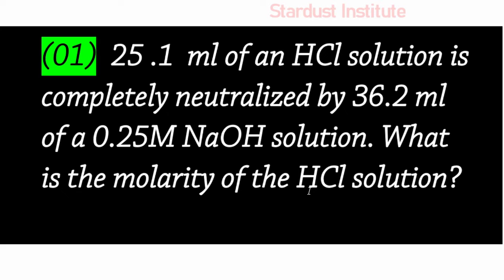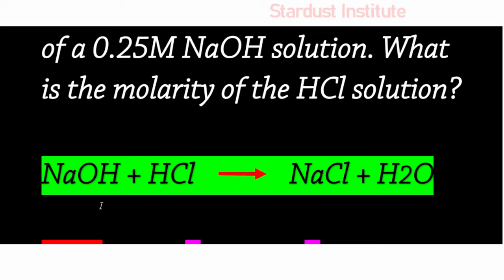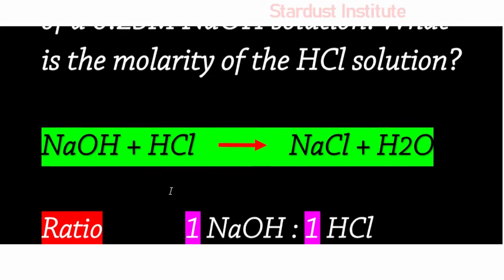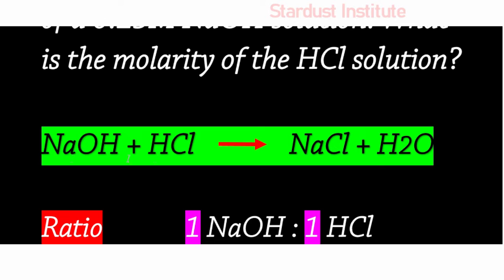First of all, we should write the chemical equation and balance it. This is the chemical equation: sodium hydroxide plus HCl gives sodium chloride plus H2O. You can see on the left hand side 1 sodium, on the right hand side 1 sodium; 1 oxygen on each side; 2 hydrogens on each side; and 1 chlorine on each side.